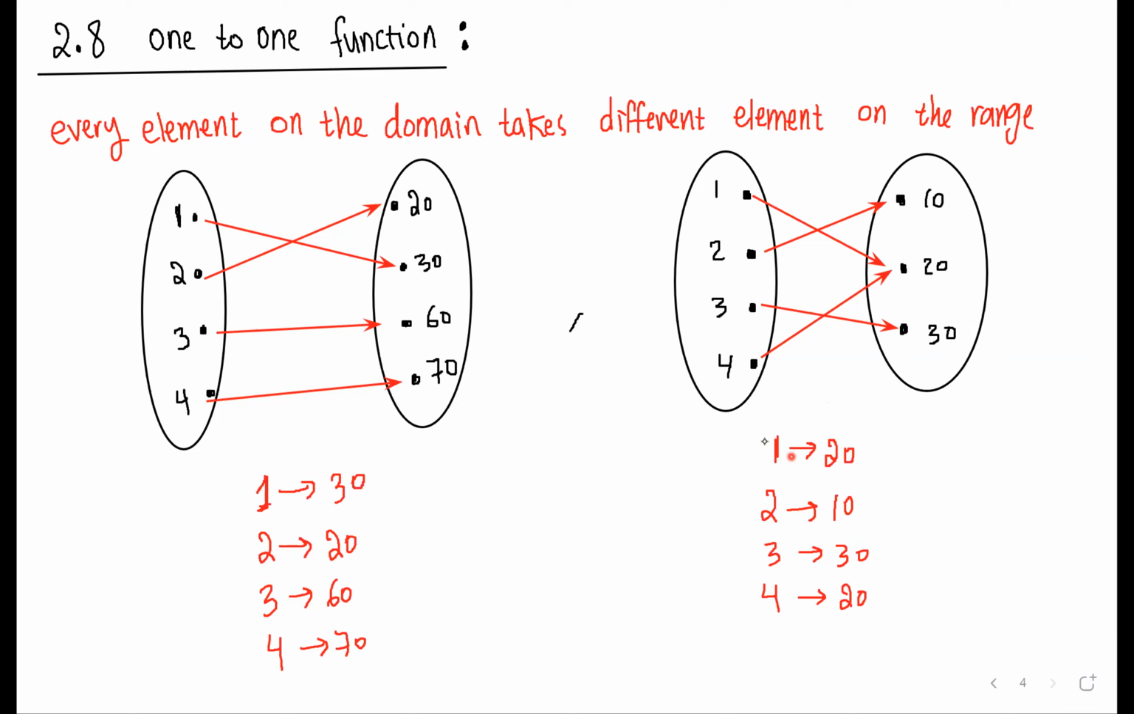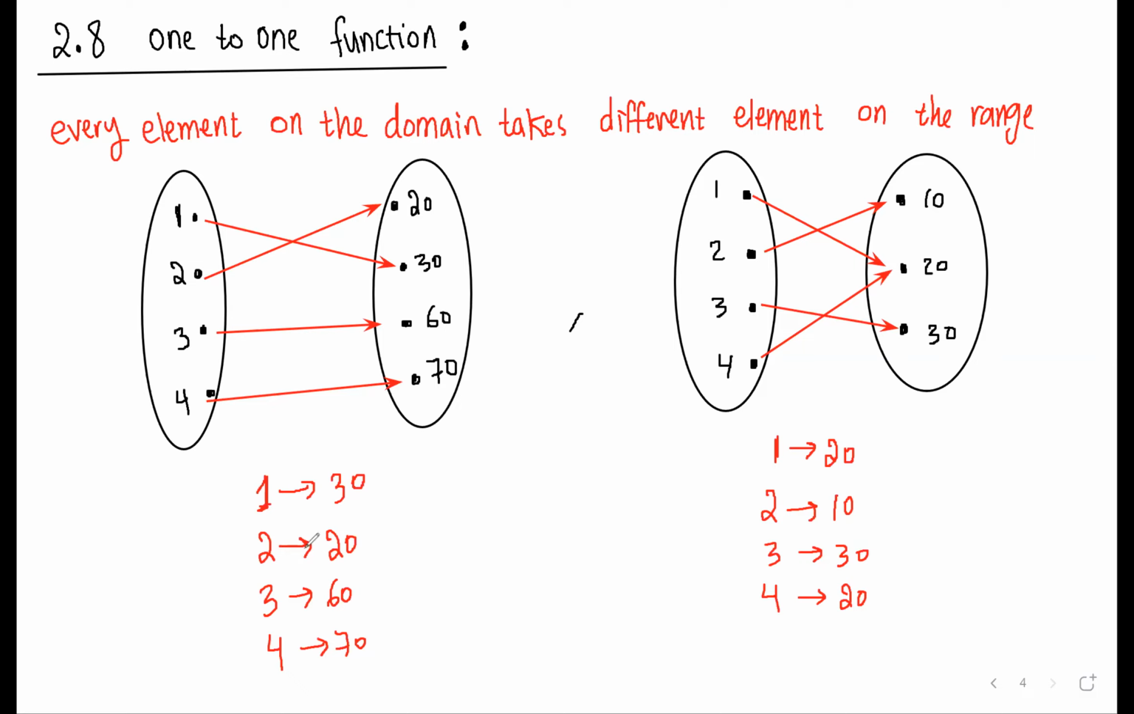But here, the 1 goes to 20, 2 goes to 10, so 20 is different from 10, 10 is different from 30, but here the 4 goes to 20 again. So 1 goes to 20 and 4 goes to 20. This means the function is not 1-to-1 because the elements in the domain do not take different elements in the range. It is a function, but it's not a 1-to-1 function.